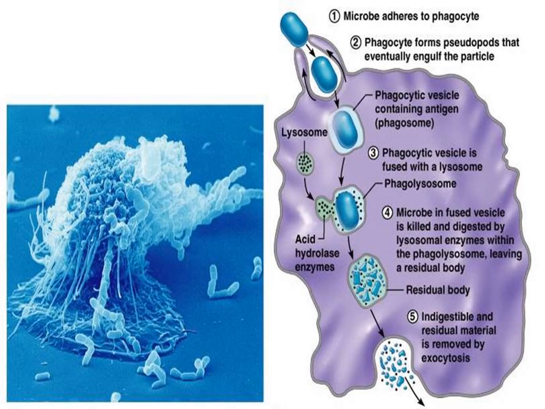This phagosome is fused with a lysosome to form a phagolysosome. Here the enzymes act on it and they kill and digest the bacteria, and the residual body is formed. The useful things are absorbed and later the residual body is thrown out by the process known as exocytosis.